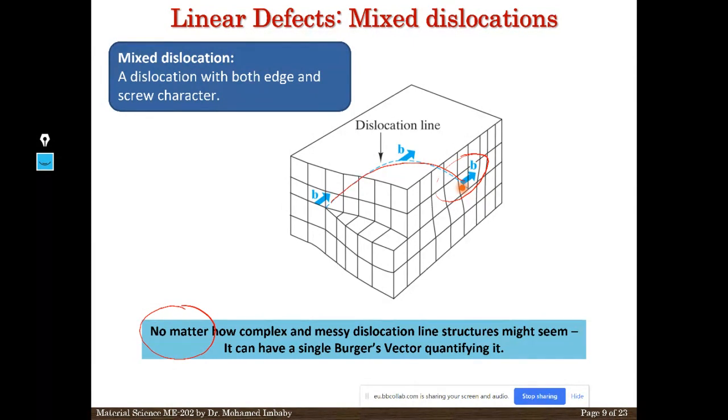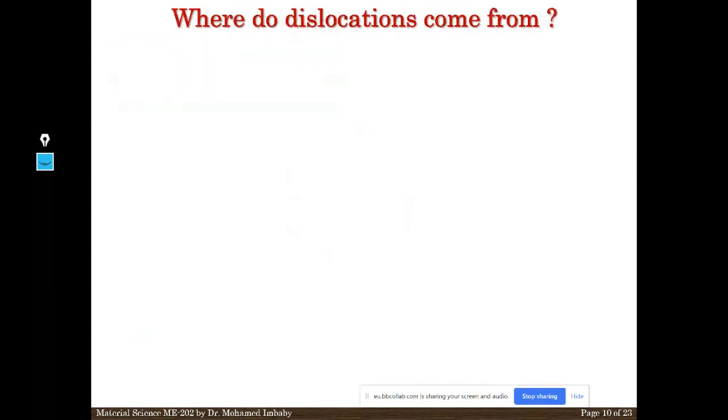Okay. I come to one of the examples I explained before. If you remember, I already asked you about point defects, right? Where do dislocations come from? What is the cause of dislocation? It's like asking what is the cause of the point defects. What do you think, Shabab?